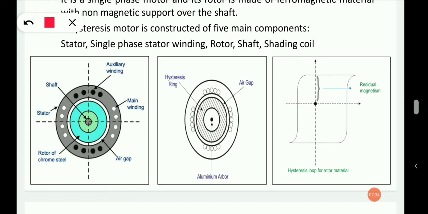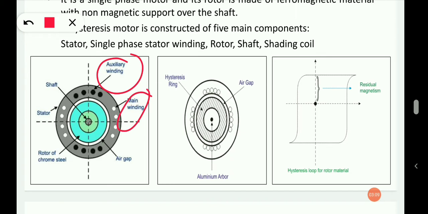Stator is designed in a particular manner to produce synchronous revolving field from single phase supply. Stator carries two windings, one is main winding and another is auxiliary winding. Okay, stator carries two windings, one is main and second is auxiliary winding. In another type of design of hysteresis motor, the stator holds the pole of shaded type.